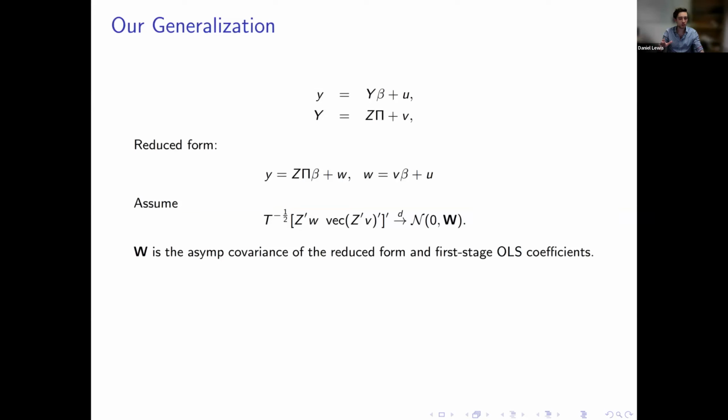So to clarify what our actual generalization is going to be, it's helpful to introduce the reduced form here. As I'm sure many of you know, the reduced form is just going to be regressing lowercase y, our dependent variable, directly on the instrument Z. This gives rise to a new error term, W, which is going to be a linear combination of V, the first stage errors, and U, the structural errors. So to make clear what our generalization is, let's assume that the rescaled sums of Z times W and Z times V are going to be asymptotically normally distributed with covariance matrix W. W here is just going to be the asymptotic covariance of the reduced form coefficients estimated by OLS and the first stage OLS coefficients. So W is just a standard covariance matrix of OLS coefficient estimates.